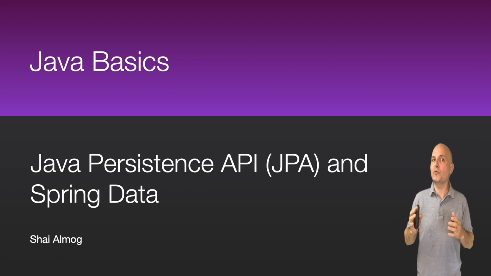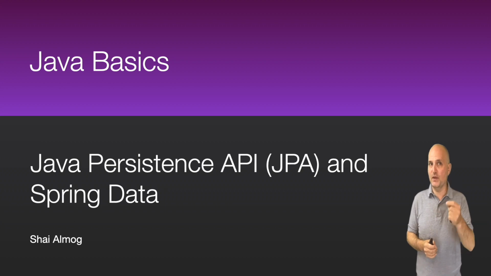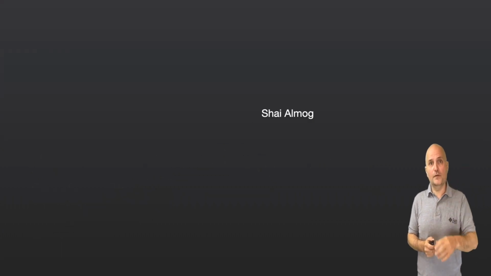Today we will learn about the Java Persistence API, which we acronym as JPA. We will learn about Spring Data and Hibernate. We will use all of that knowledge to change our Wordle clone application so it will save the data to the database in a way that is both easier, more powerful, and more efficient.